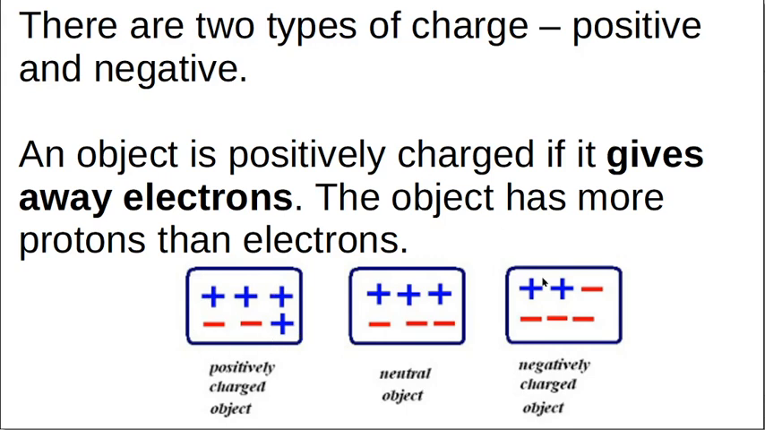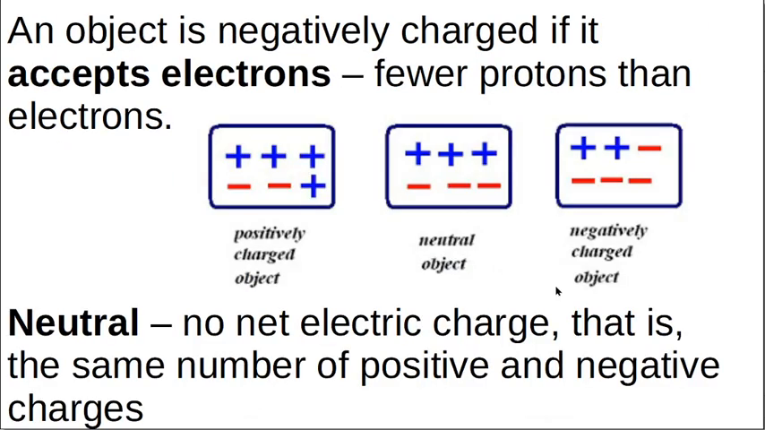On the other side of the page is a negatively charged object. Look here, 1, 2 positive charges, 1, 2, 3, 4 negative charges. So this one has gained electrons from somewhere. You don't know where it's gained it from, but it's gained electrons. So this one is negatively charged. It's got all its protons it started with, but somebody's added more electrons. Okay, so we have things that lose electrons and things that gain electrons.